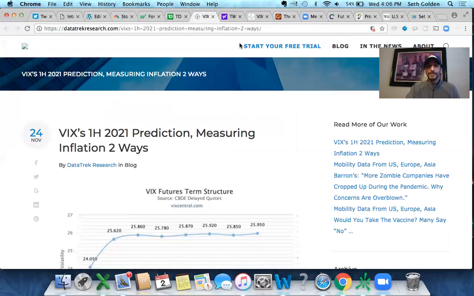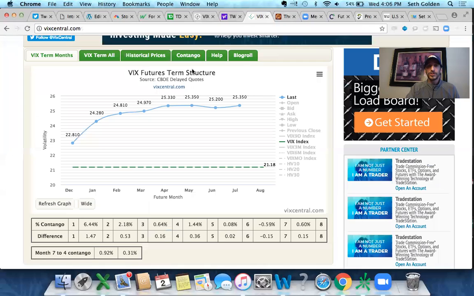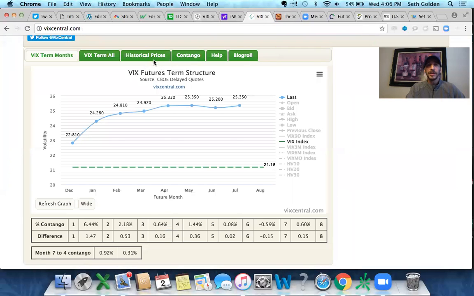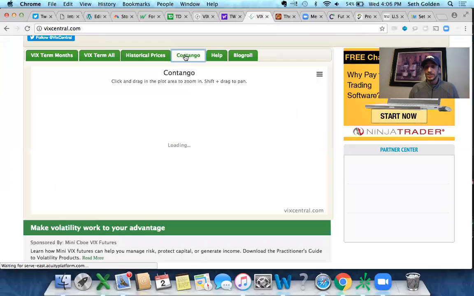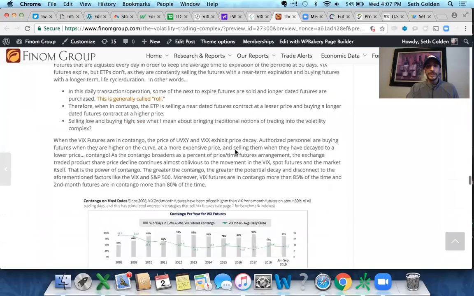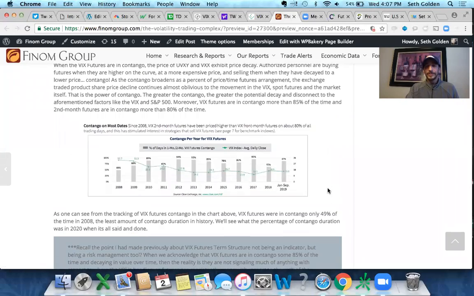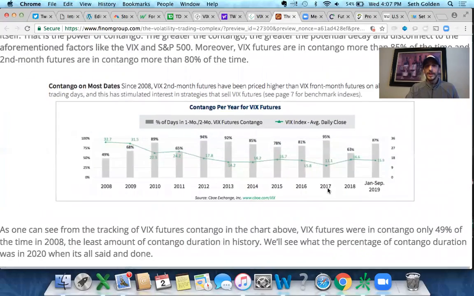And again, we can go to VIX Futures term structure at vixcentral.com. We can pull up contango using the contango tab here, and we can see the historical contango picture here, folks. Loading. All right, well, let's load. Now, I think we have it here also. And there you go. All right.